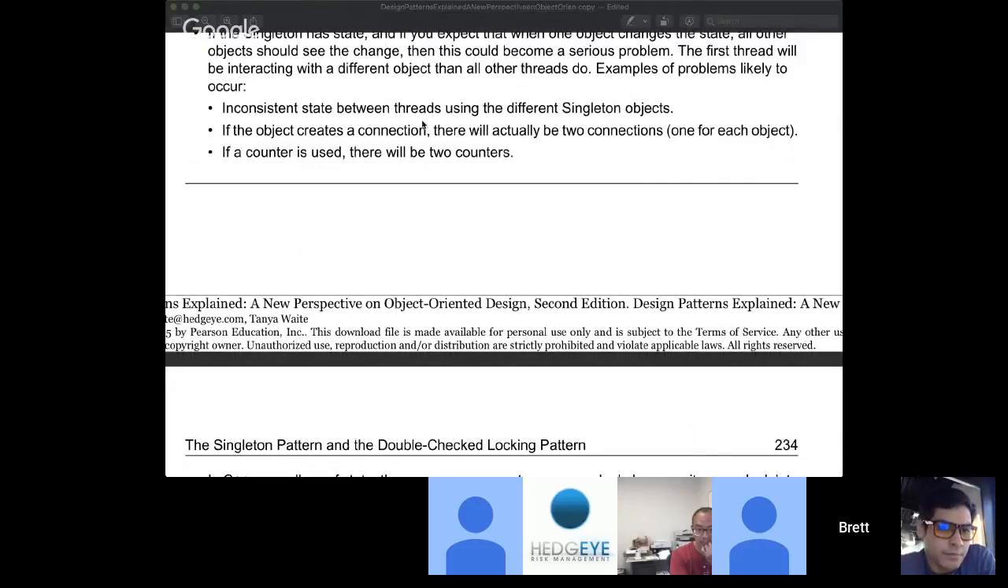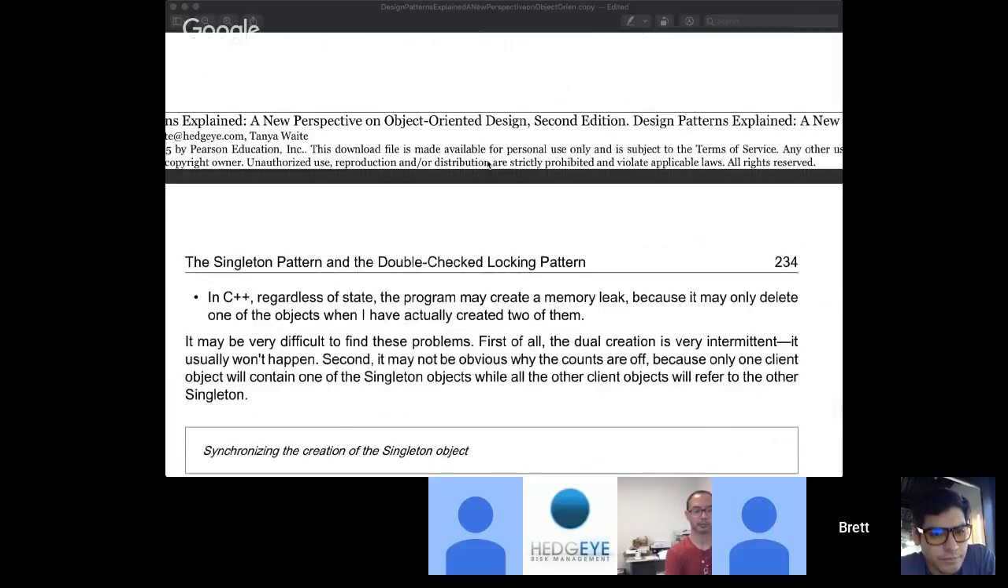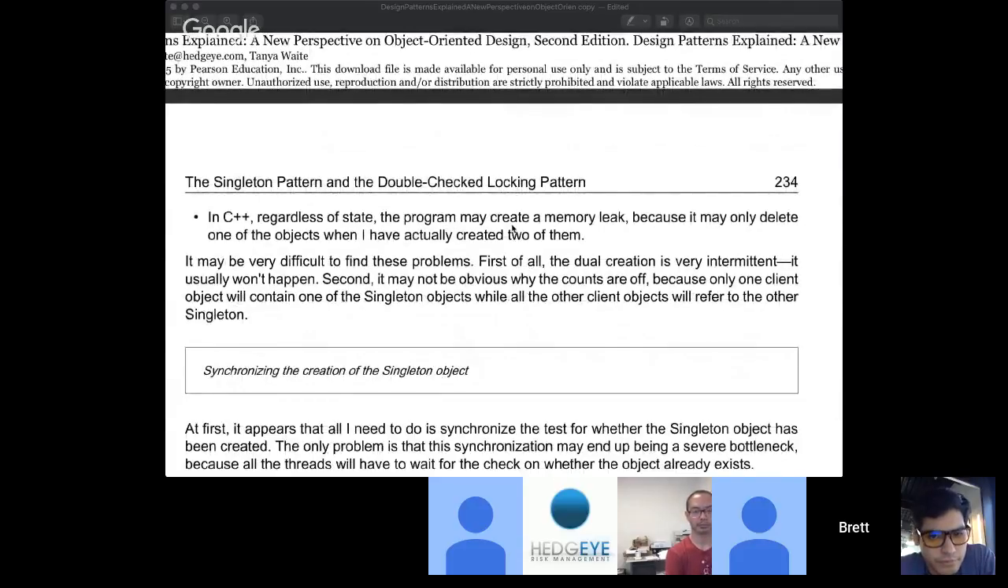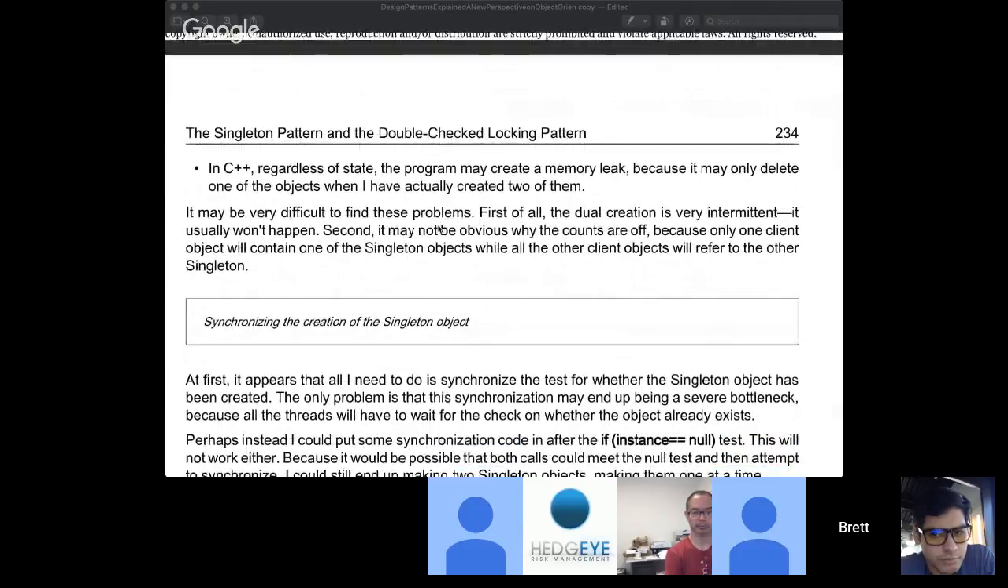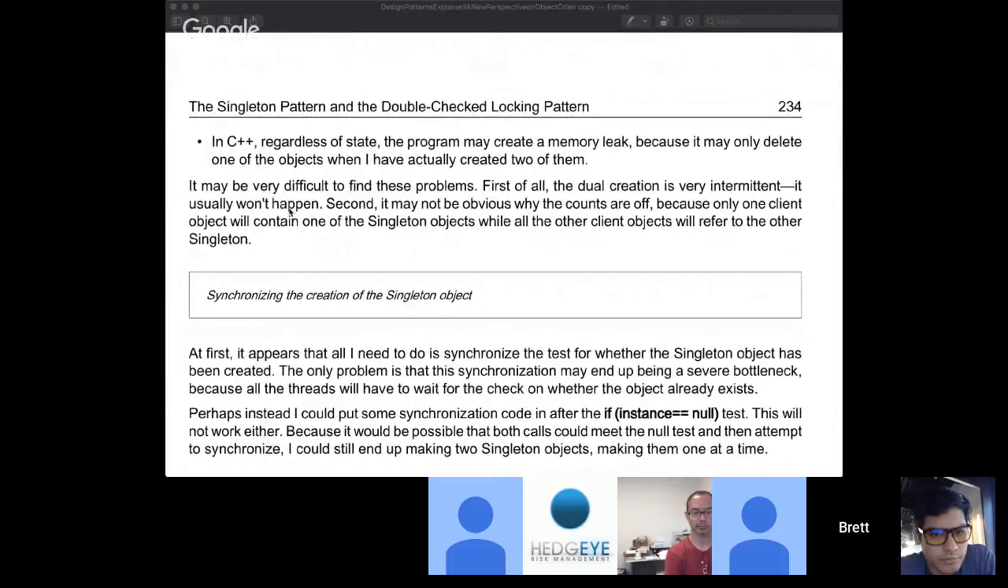Inconsistent state between threads: if the object creates a connection, there will actually be two connections. If a counter is used, there will be two counters. In C++, regardless of state, this would probably cause a memory leak because it would only delete one of them. It could be very difficult to find these problems.